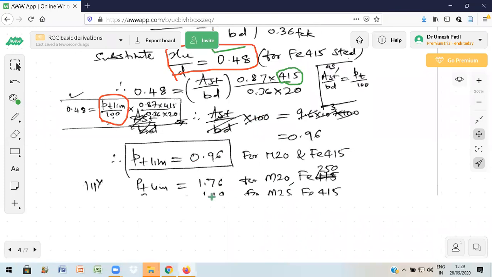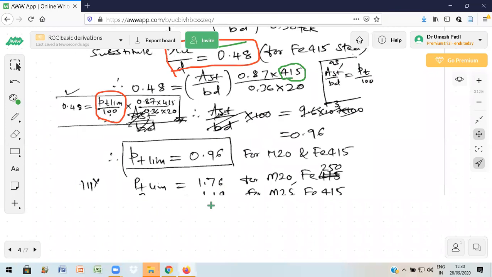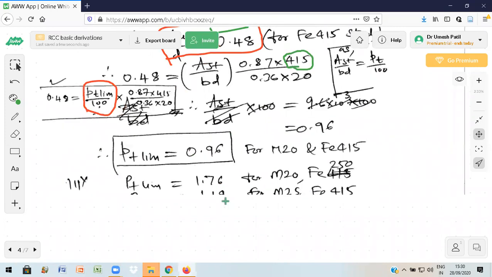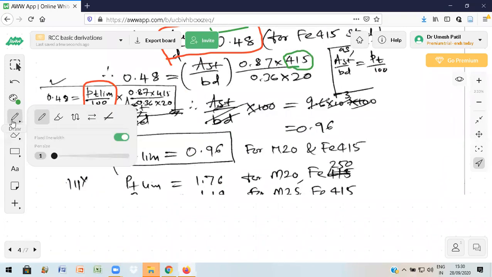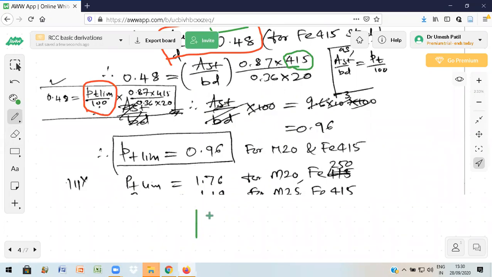This one is not visible actually in this, but in the notes it is there. But anyway, if I use M25 and Fe415, how to find PT limit? First of all, I'll show you, only 3 minutes are left. This number is not clear here. I'll try to show it as 1.19. PT limit here is 1.19.